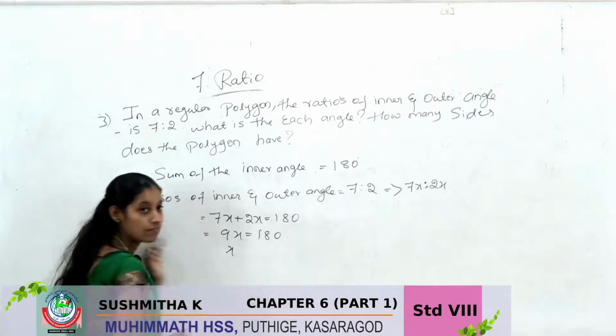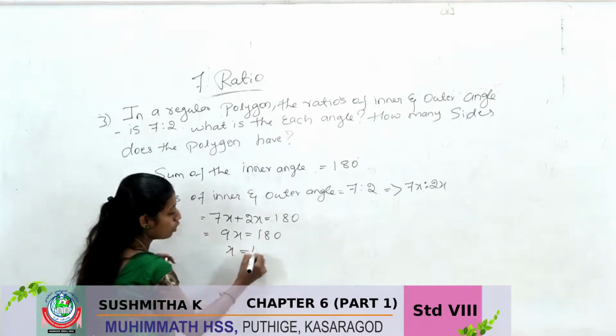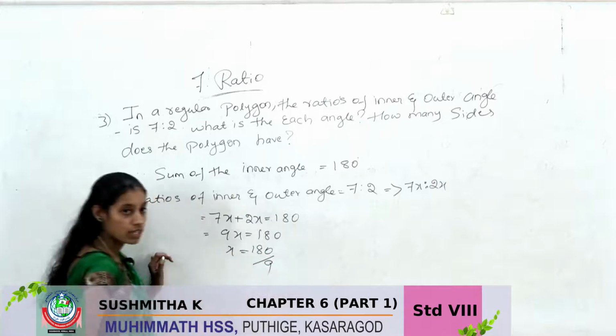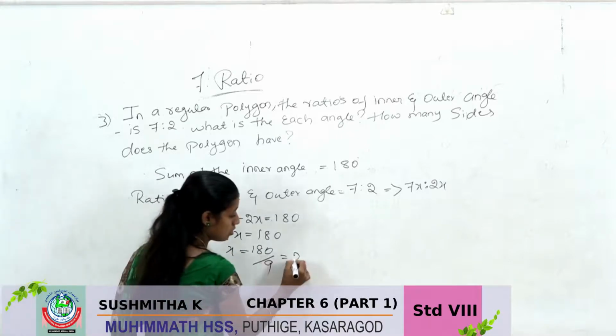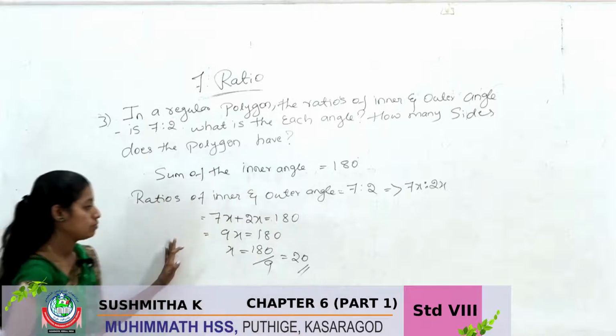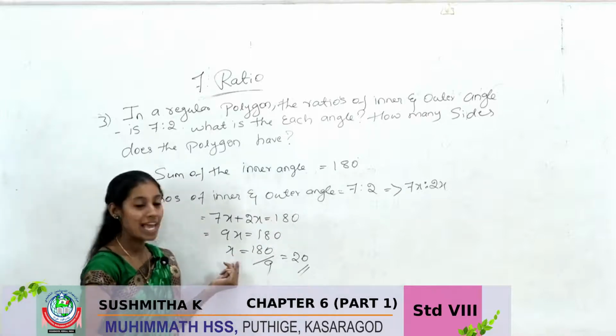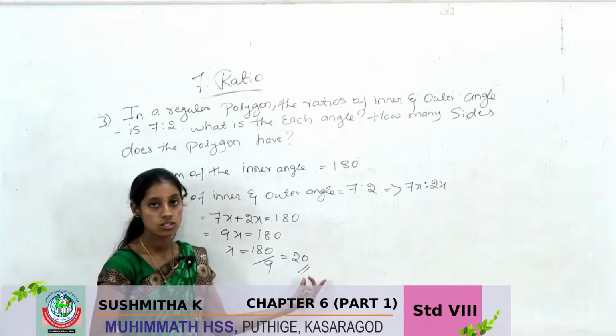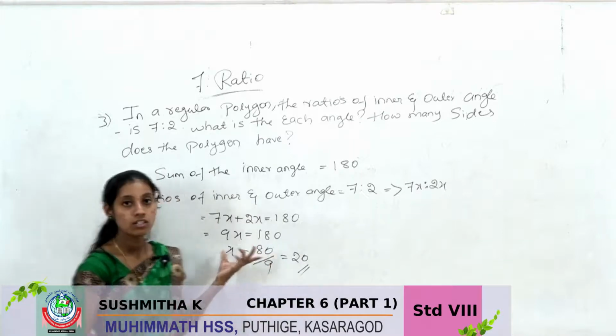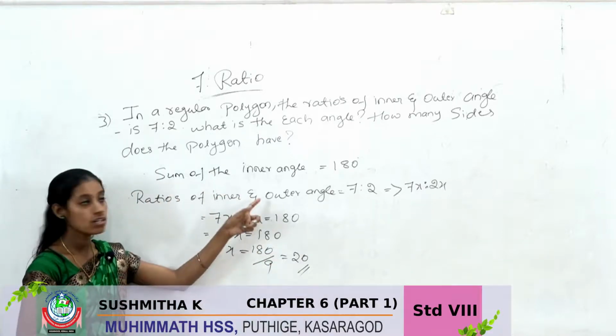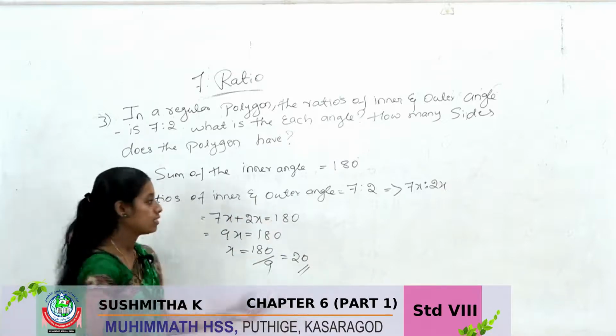So we will find the value of x as x is equal to 180 divided by 9, that is 20. So the value of x is 20. So we can find the value of inner angle and the outer angle separately.